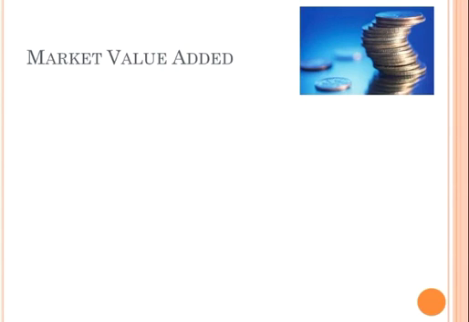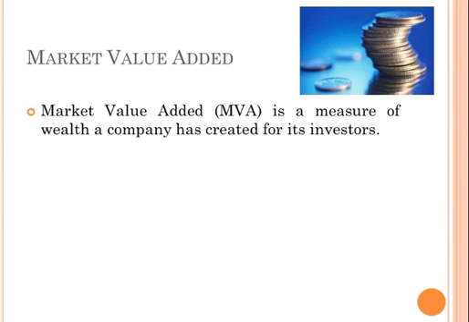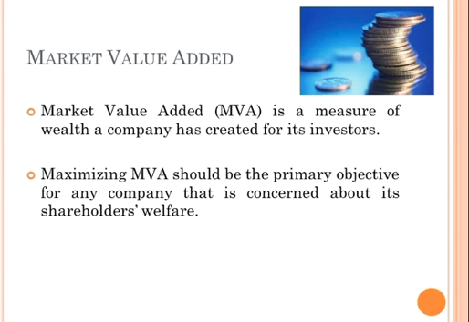So EVA gives us information. It's a decentralized decision making tool. So if I talk about the 4 M's now, I have already discussed with you measurement, management system, motivation, and fourth is mindset. Now if we talk about MVA, it is a measurement of wealth. Now we find out economic profit. Now how much wealth we have created, that is a part of market value added.